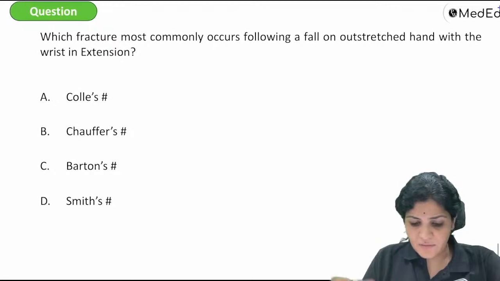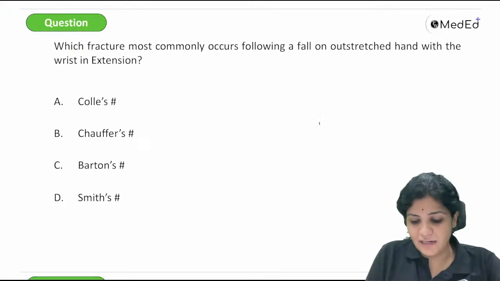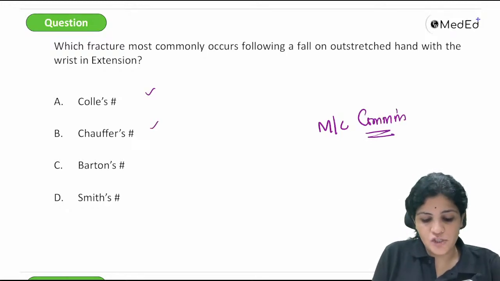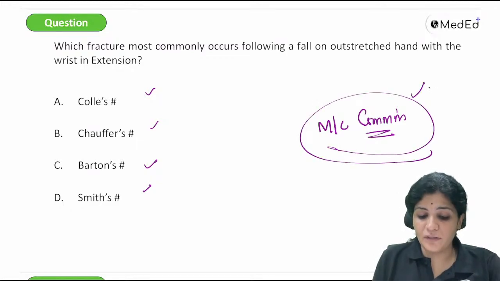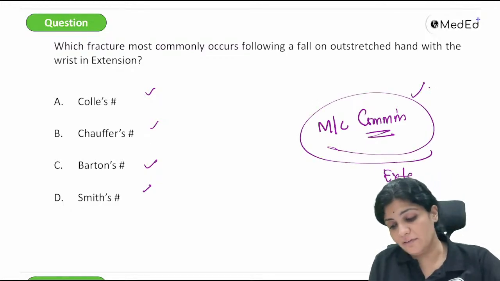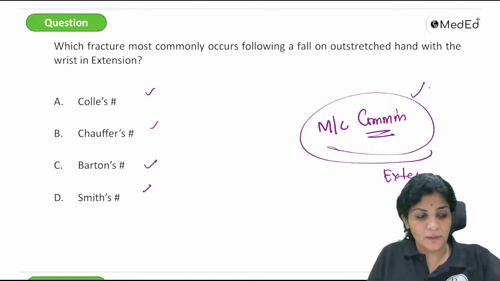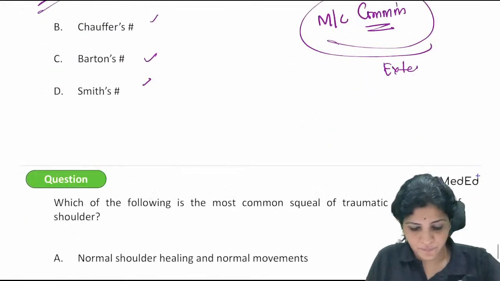Which fracture most commonly occurs on falling on an outstretched hand with the wrist in extension? So here we are discussing the most common fracture. Yesterday we dealt with all these, so we know what is Colles', Smith's, Barton's. Now I'm dealing with the most common one with the wrist in extension. Whenever there is an extension of the wrist, they will fall like this. So it is most commonly, yes, Colles' fracture. Very good.